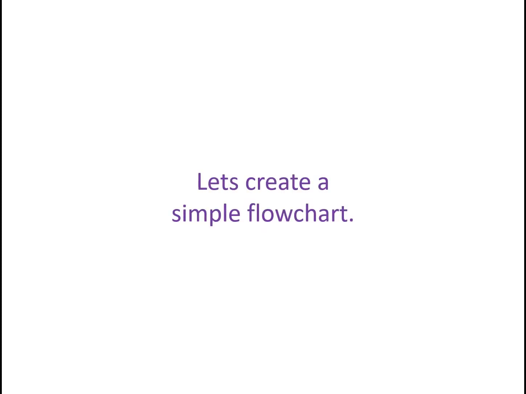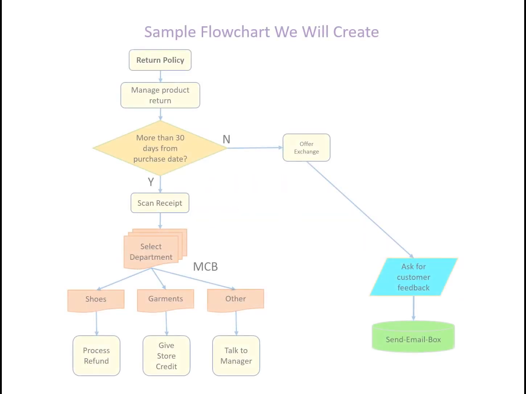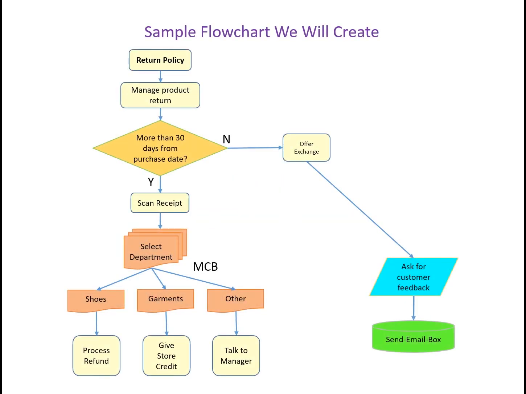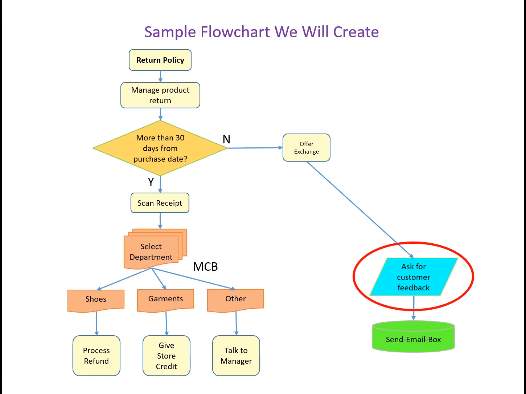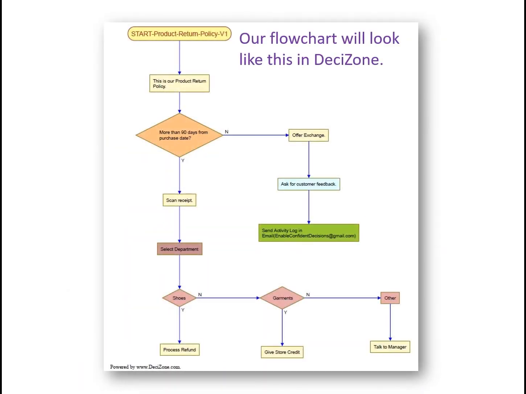For the rest of the training, we are going to create a simple example flowchart and explain many features along the way. So let's assume that we have brainstormed with our team and finalized this product return process flowchart. This is a simple flowchart and yours may be more detailed based on your requirements. Note that in our example flowchart diagram, we have a decision box, a few statement boxes, a user input box, a multiple choices box, as well as a send email box. Also, here is how it would look after we are done creating it in the Decision platform.